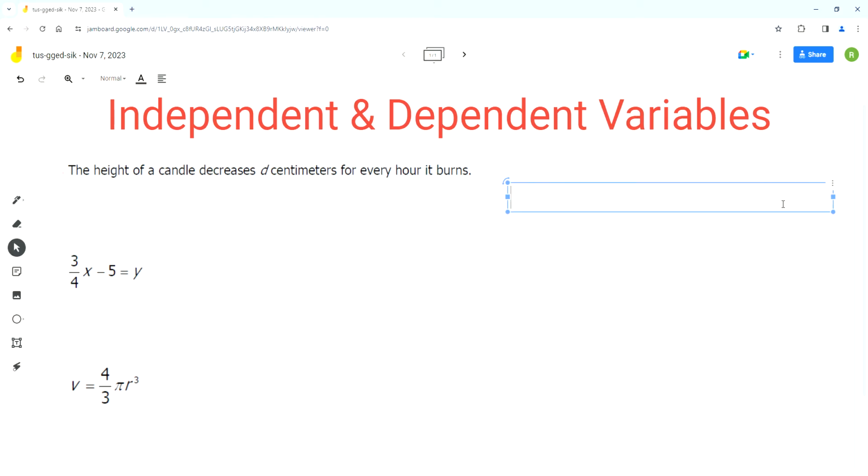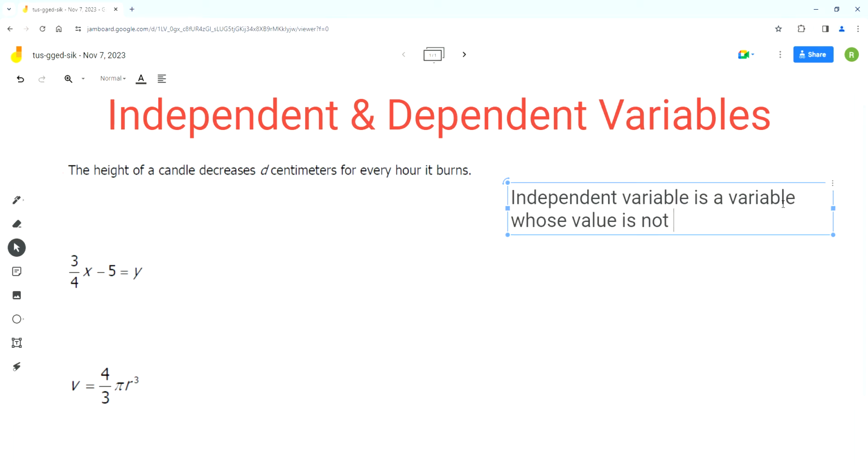An independent variable is a variable whose value is not affected by the other variable. So independent variable is also considered the cause in a relation.